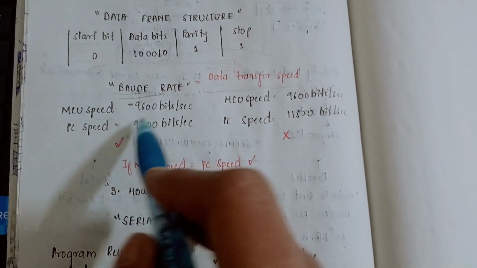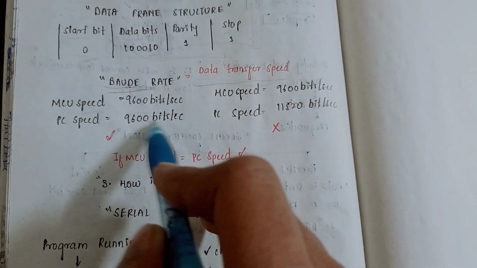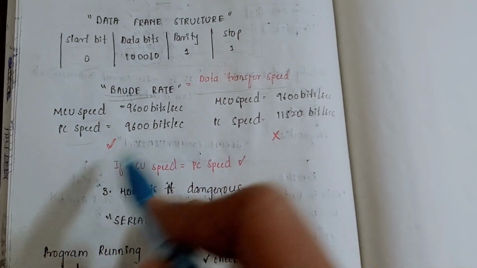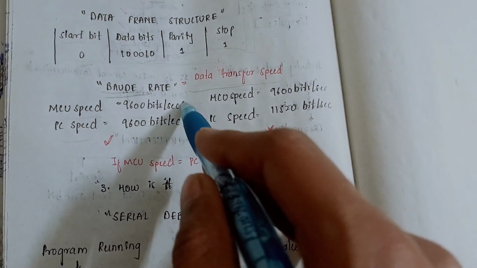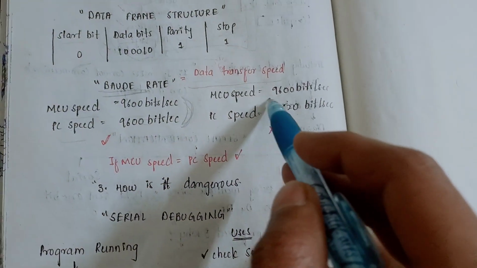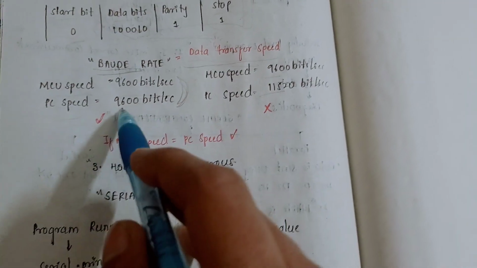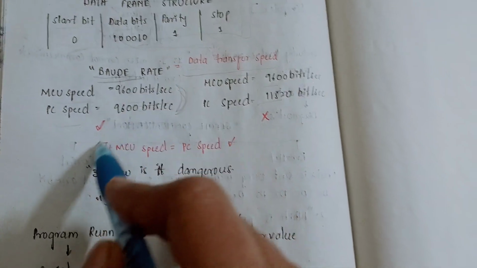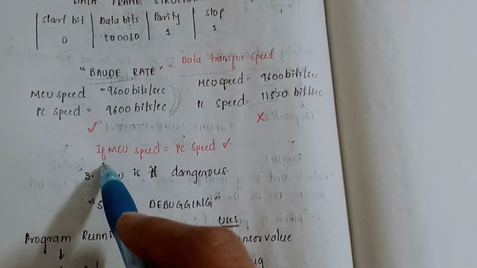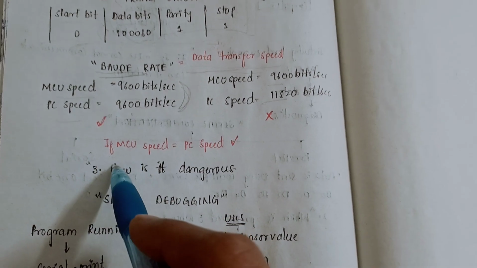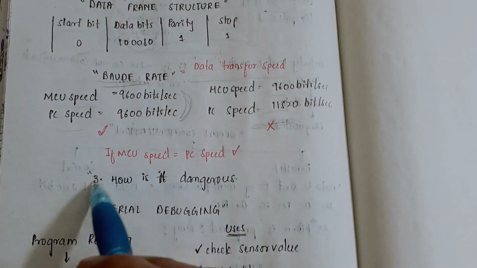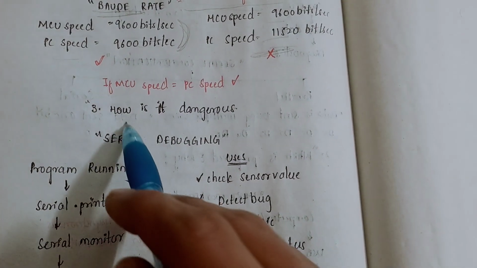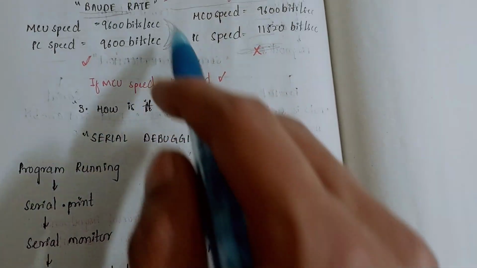Assume the MCU speed is 9600 bits per second and the PC is 9600 bits per second. The data can be transferred easily compared to different speeds. When both speeds match, the baud rate is the same and it is easy to transfer data. In this case, the data transfer is not possible. Explain how it is dangerous if the baud rate does not match.